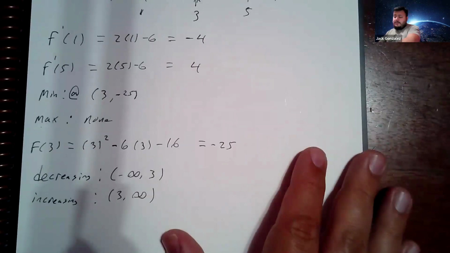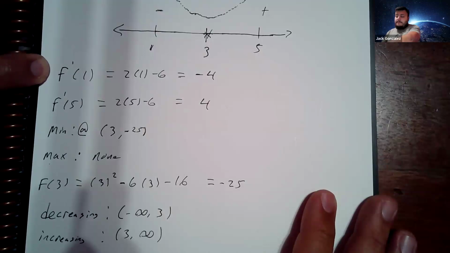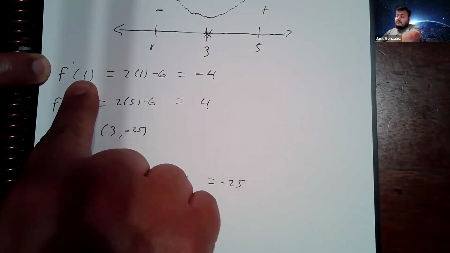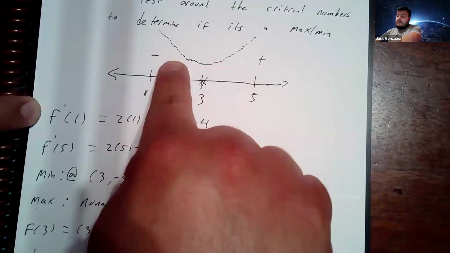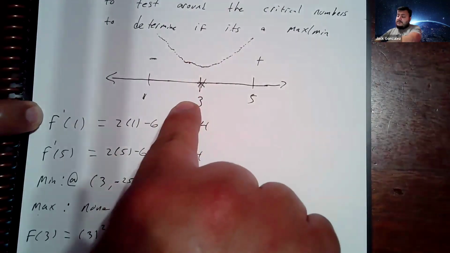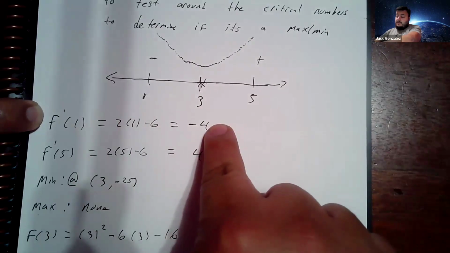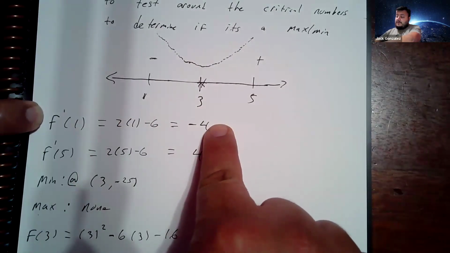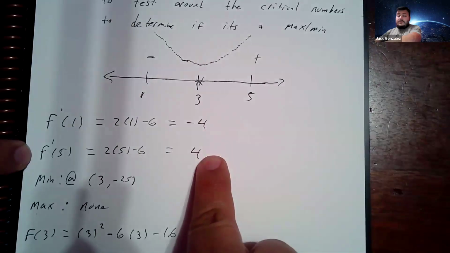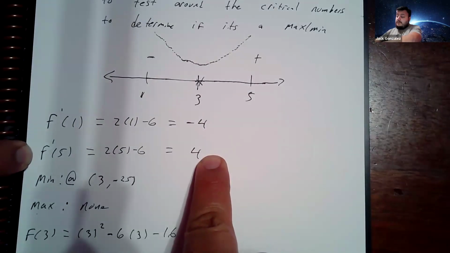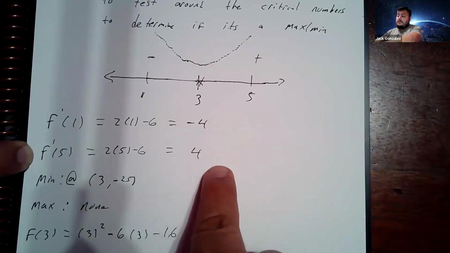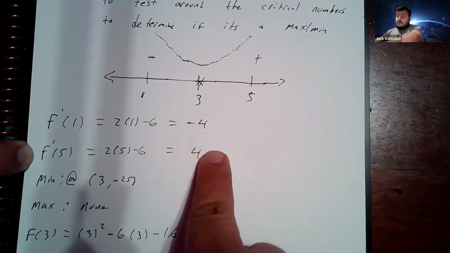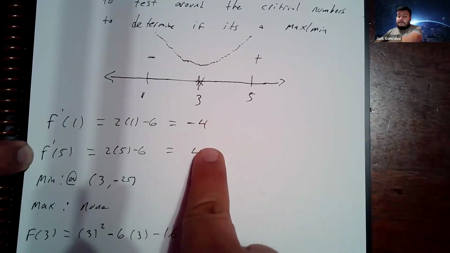So we picked any number below 3. The derivative gave us a negative at 1. So we said, well, that's going to be a minus, meaning we're decreasing below 3. So this tells us right here that we're decreasing before 3. This tells us that we're increasing after 3 because it's positive. So the sign of the value tells us if we're increasing or decreasing.